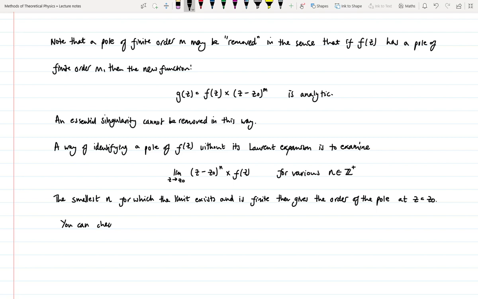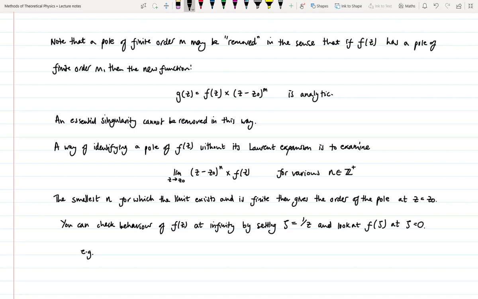You can check the behavior of some function at infinity, and this is similar to our treatment of behavior at infinity for multi-valued functions. You set zeta is 1 over z and look at the behavior of f of zeta at zeta equals 0, because then that tells you the behavior of f of z at z equals infinity.